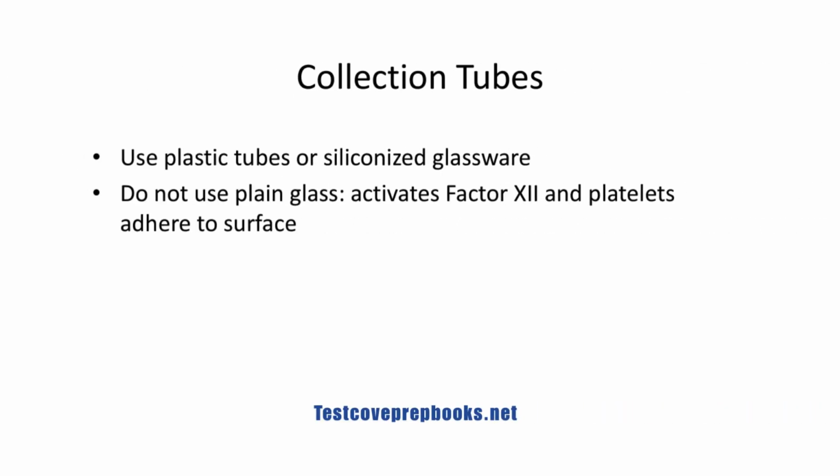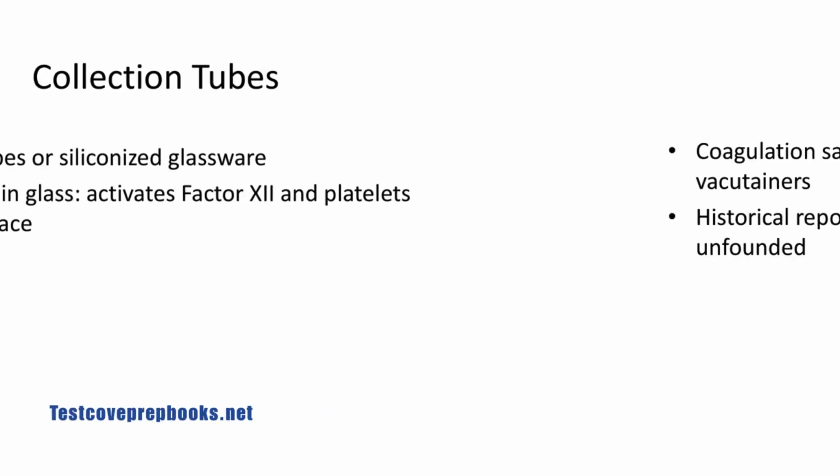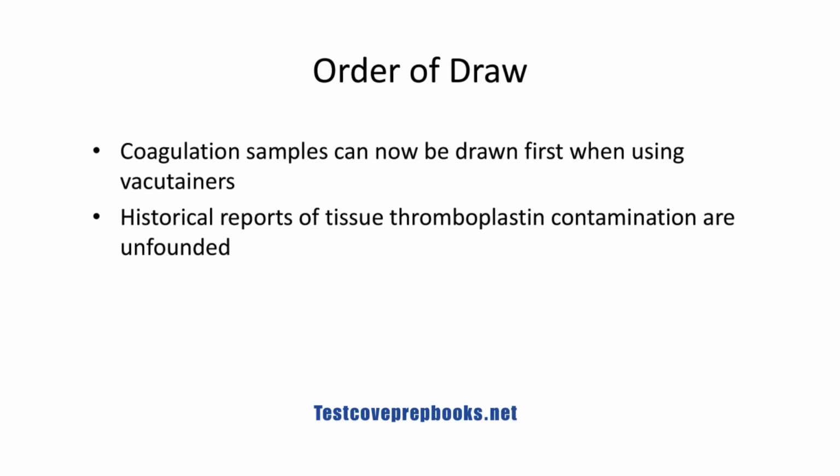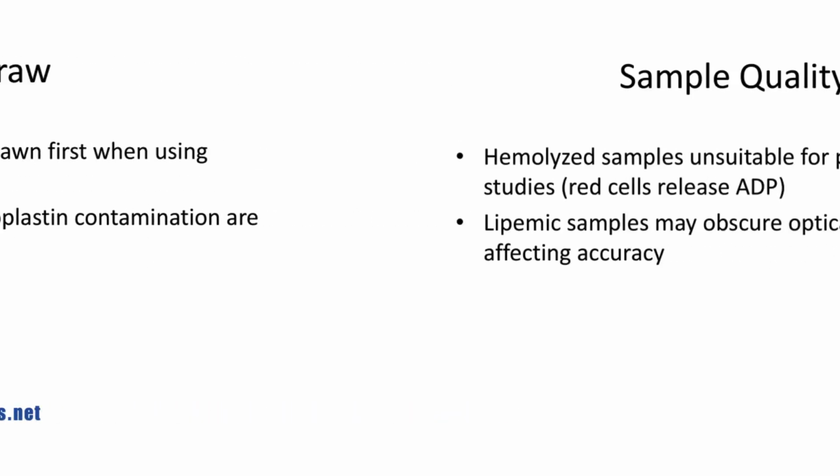Specimens should be collected in plastic tubes or siliconized glassware. Regular glassware should not be used because plain glass activates factor XII and platelets may adhere to the surface, altering results. In the past, coagulation samples were often collected after other tubes to avoid tissue thromboplastin contamination. However, with the use of modern evacuated tubes, or vacutainers, coagulation samples can now safely be drawn first. Historical concerns about contamination are no longer supported.